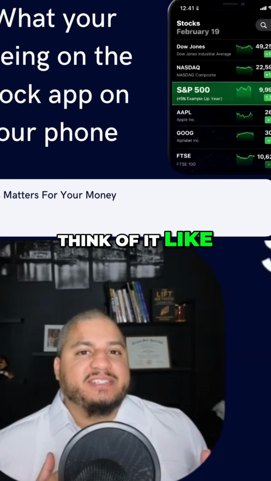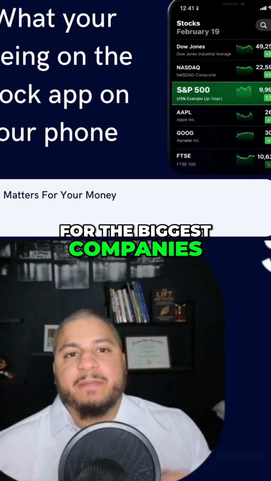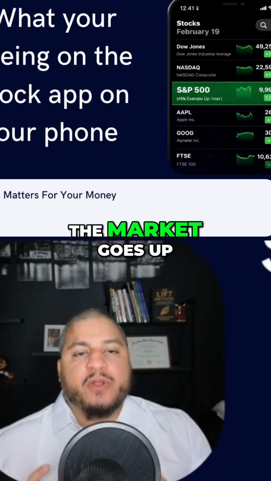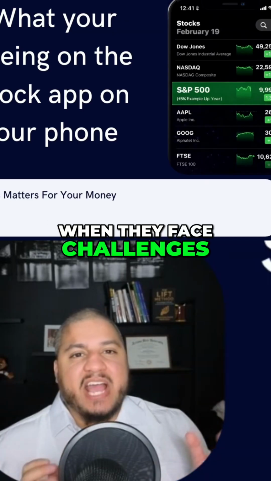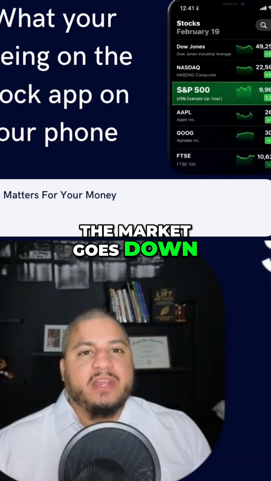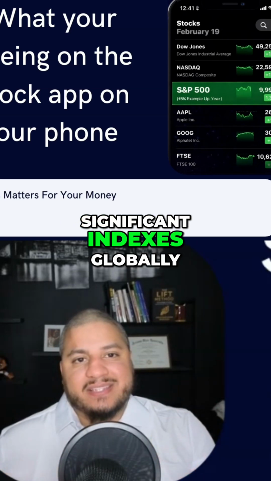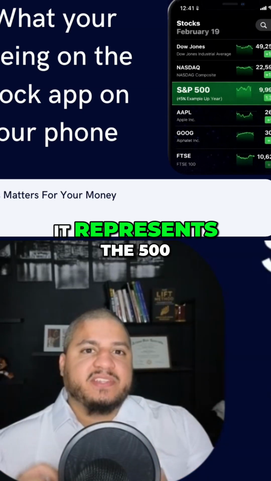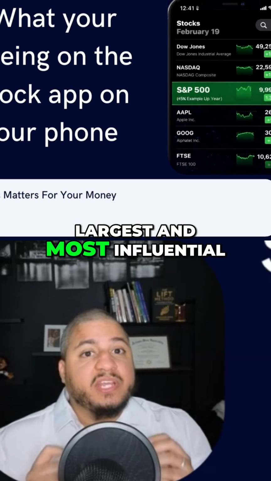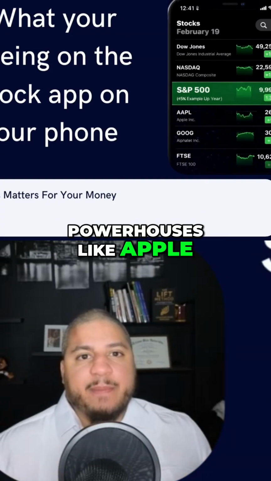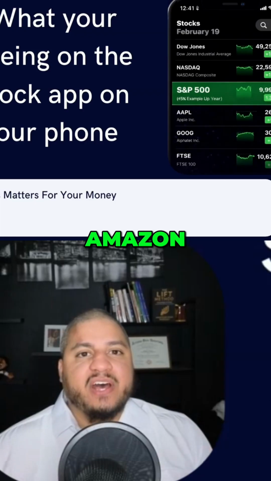Think of it like a giant report card for the biggest companies in the world. When those companies thrive and innovate, the market goes up. When they face challenges, the market goes down. Now, the S&P 500 is one of the most significant indexes globally. It represents the 500 largest and most influential companies in the United States. Powerhouses like Apple, Microsoft, Amazon, and Google.